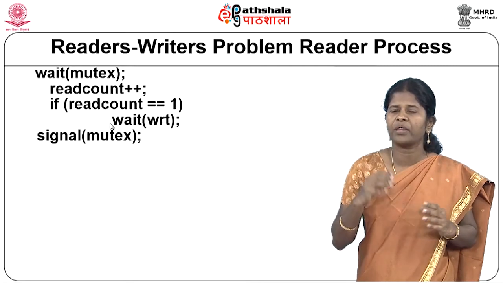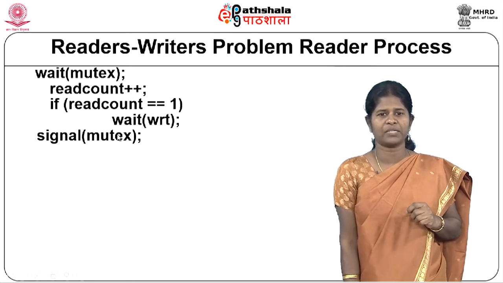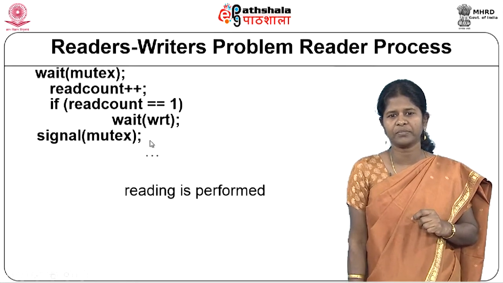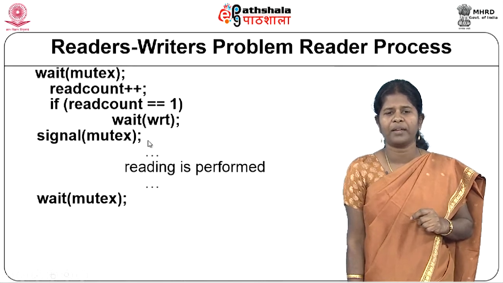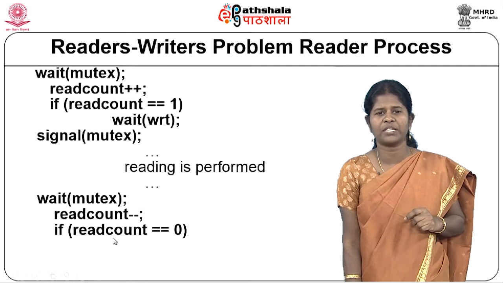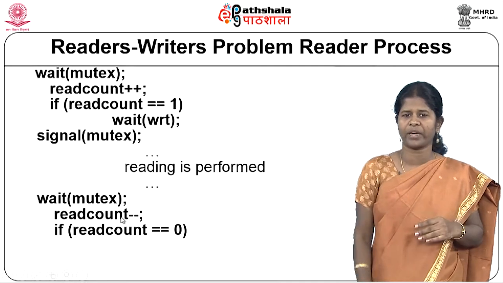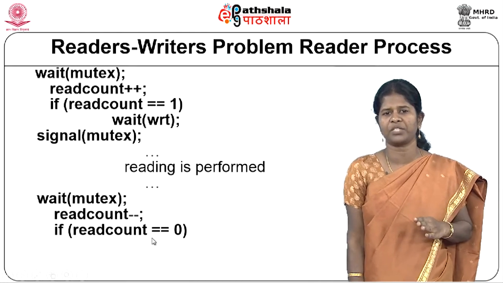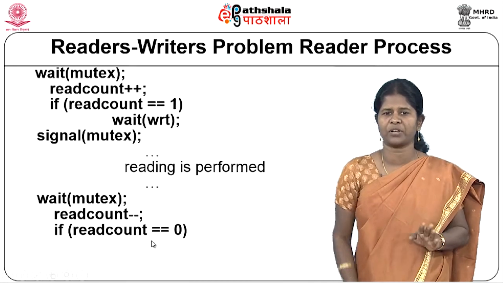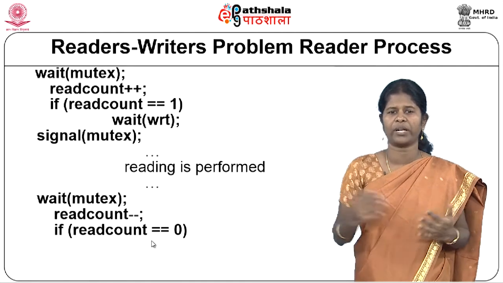So, you try to give access to this read count using this mutex semaphore, and then reading is performed. Then again after finishing reading, the process should decrement this read count saying that it has finished reading, one reader is going out, and read count becomes 0 if this is the last reader process, because read count will become 0 when everyone has finished reading, there is no reader process.